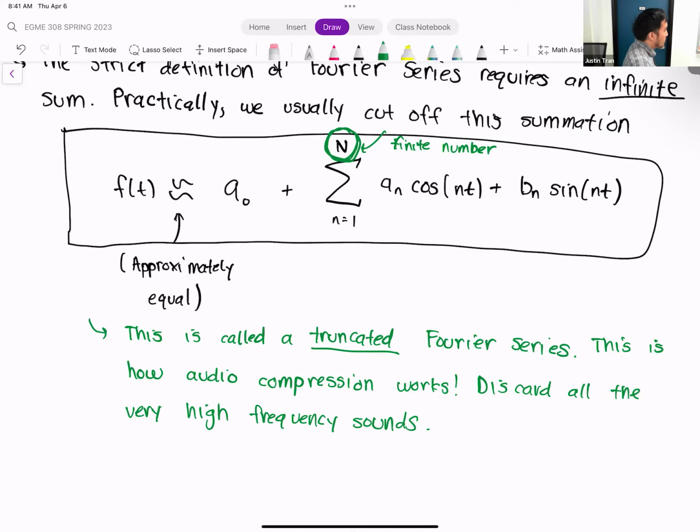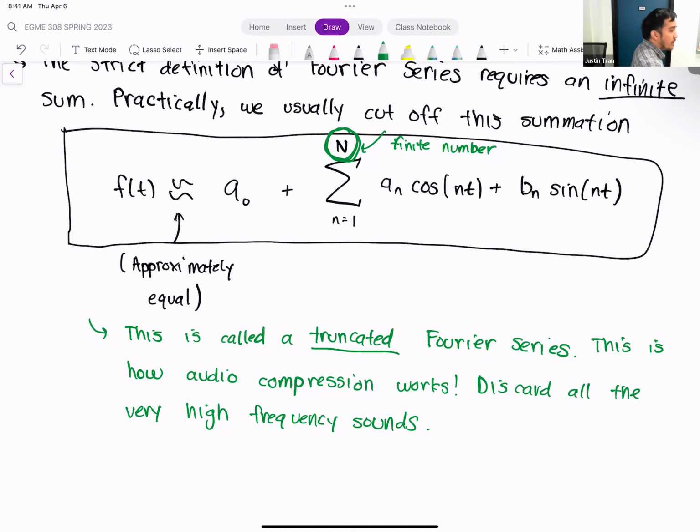Of course, real audio compression is a lot more complicated than that. I don't want to oversimplify it because I know people that work in that field, and it's definitely a lot more than that. But that's essentially the idea behind it.